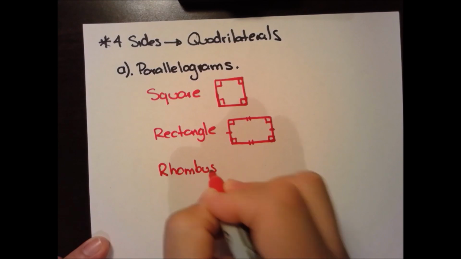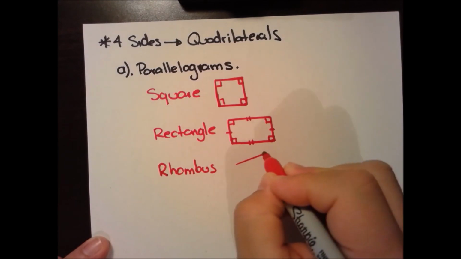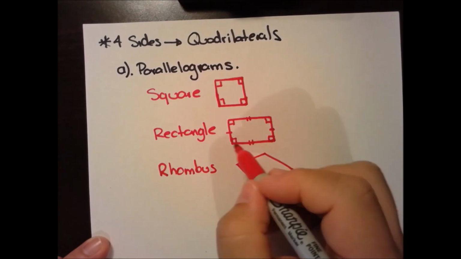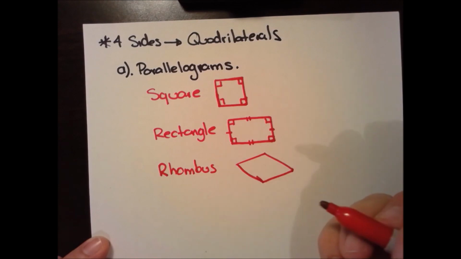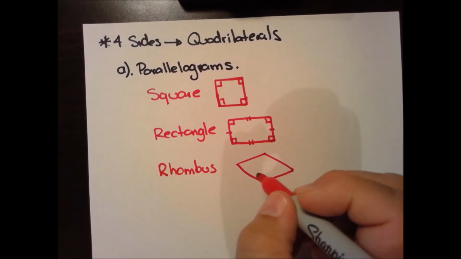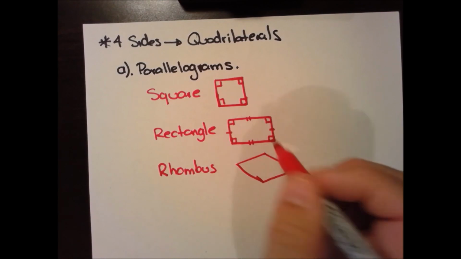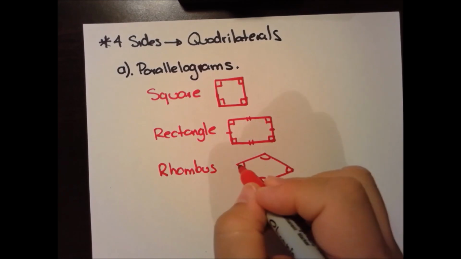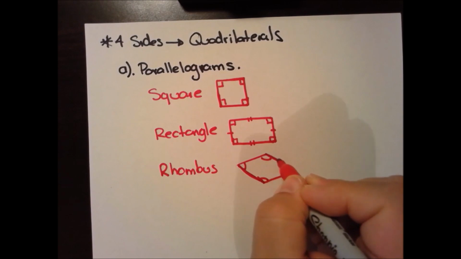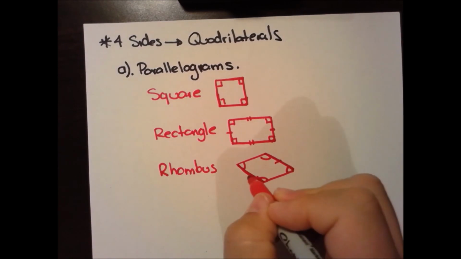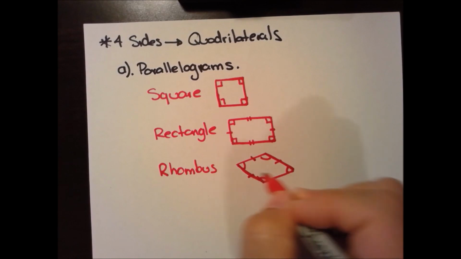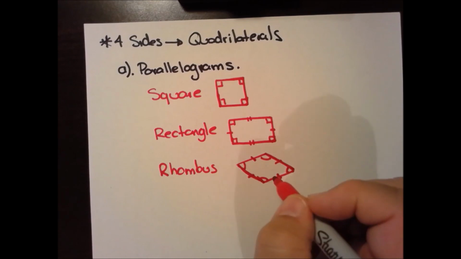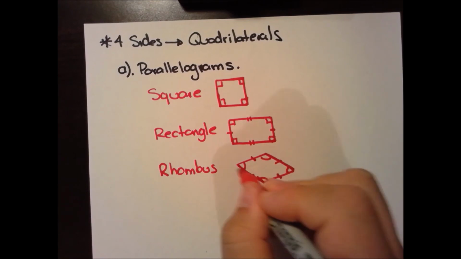The rhombus is going to be another quadrilateral, but here we are not going to have internal right angles. The angles are going to be different, as you can see, but this line is going to be the same length as this one, and this line is going to be the same length as this one, and these lines are going to be parallel like that one.